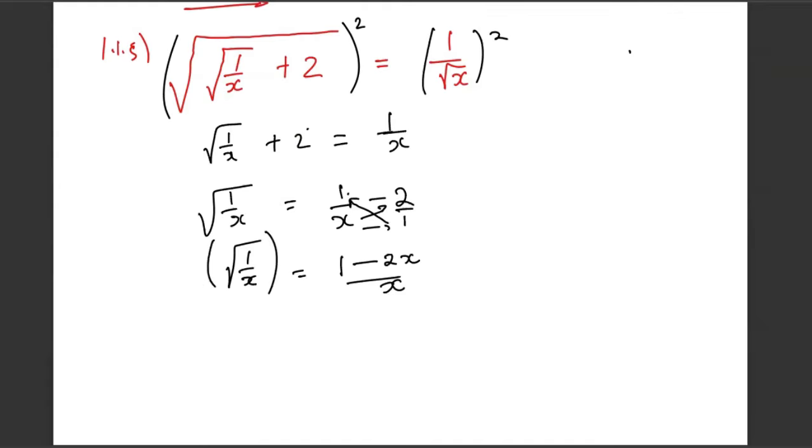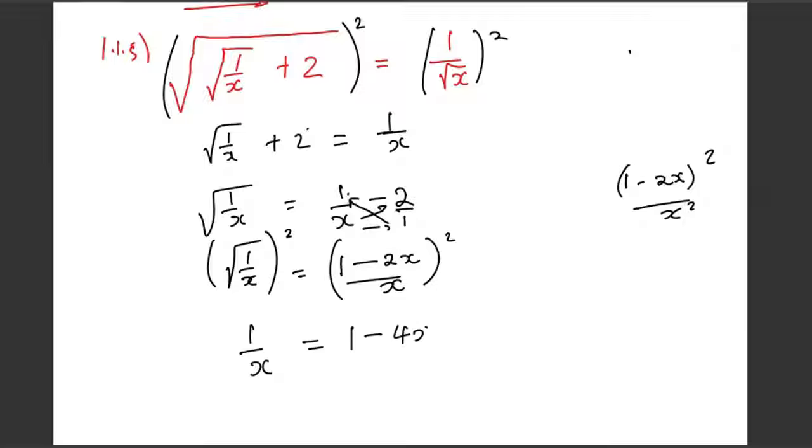And then I'll square this side. I'll also square that side. So I'll be left with 1 over x is equivalent to, now I have to open this top part, 1 minus 2x squared over x squared. When I open the top part, I'm getting 1 minus 4x plus 4x squared. Everything is divided by x squared. Okay. So what does that get us to?